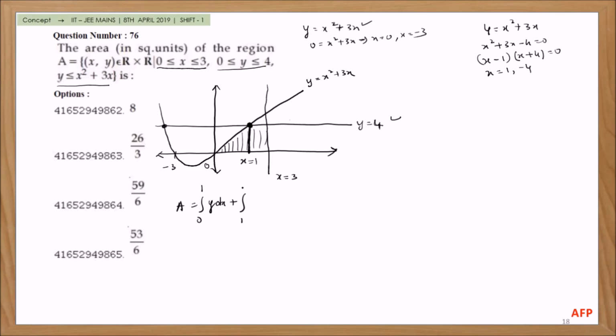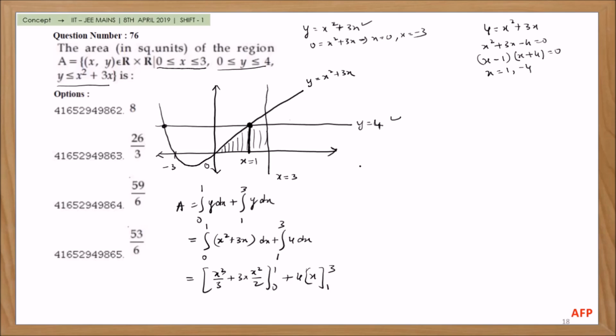Now the area equals integration 0 to 1 of y dx plus integration 1 to 3 of y dx. So this implies integration 0 to 1, where we take the equation of this curve, that is x square plus 3x, dx, plus integration of 1 to 3, where the equation of y is equal to 4, dx. So now the integral is x cube by 3 plus 3 into x square by 2 from 0 to 1, plus 4x from 1 to 3. So this is what we are having.